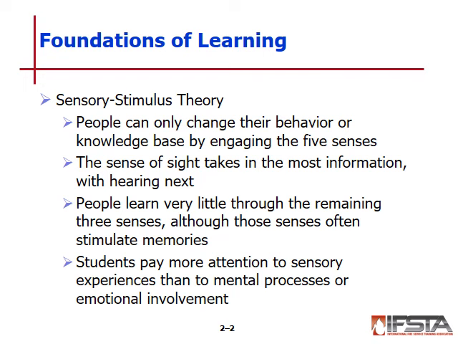Now, some of the flaws in this theory is it is difficult to attend to more than one stimulus at a time and remember it well. So basically what they're saying is when you experience something and equate it to something, it's only going to link probably to one of your senses as opposed to more than one.